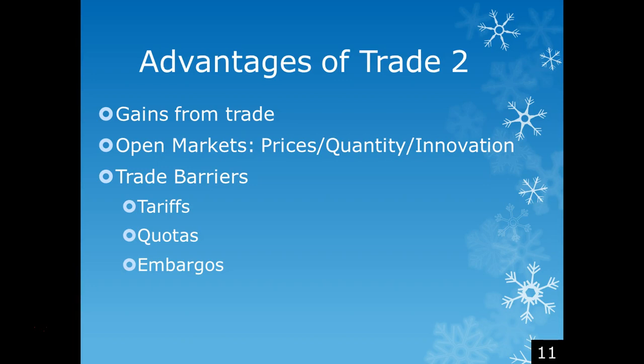Quotas would be if China produces 5 million t-shirts, but the United States doesn't want to let them sell all 5 million, they would say, oh, well, you can sell 1 million t-shirts here.